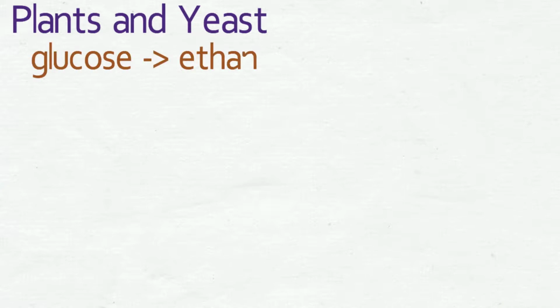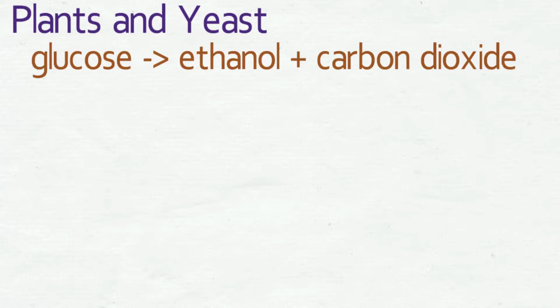Plants and some microorganisms such as yeast are able to anaerobically respire. However, when plants or yeast anaerobically respire, they produce ethanol and carbon dioxide instead of lactic acid. The word equation is as follows. Glucose breaks down to produce ethanol and carbon dioxide.